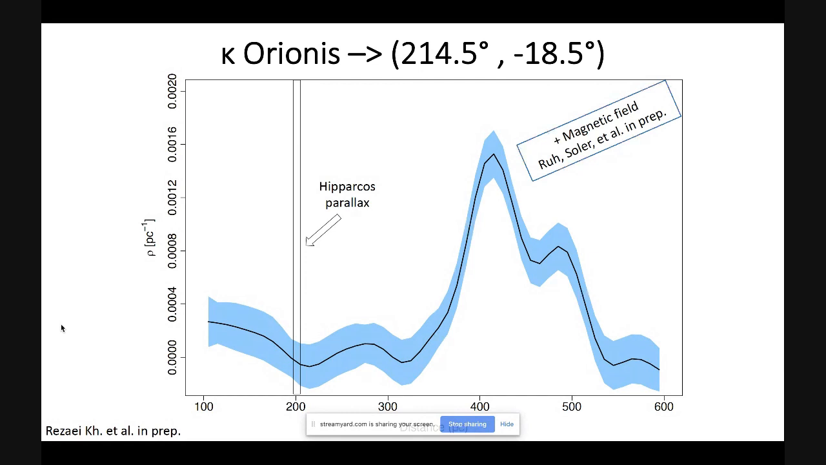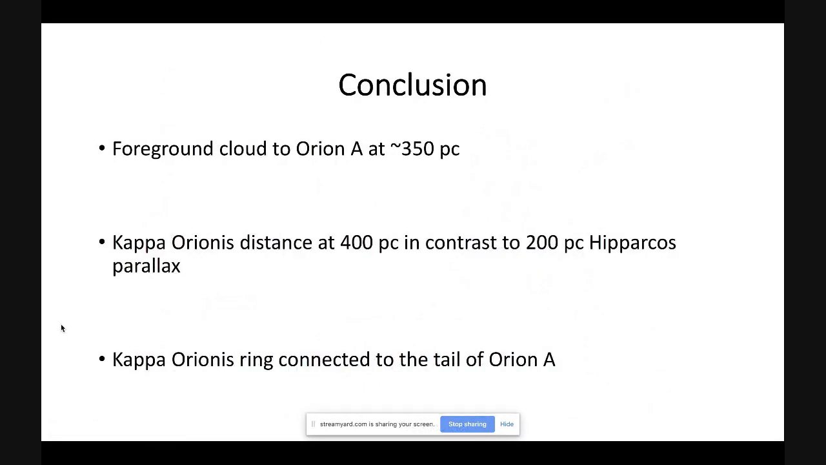And this brings me to my conclusion that we actually find the foreground cloud to Orion A at around 350 parsec. And we also find the distance to Kappa Orionis to be about 400 parsec. That is in contrast to the 200 parsec Hipparcos distance. And this suggests that the Kappa Orionis ring could actually be connected to the tail of Orion A rather than being structures in front of Orion. Yeah, thank you.